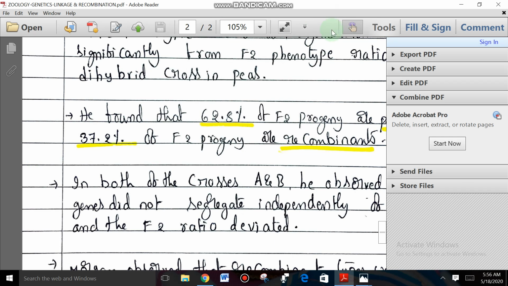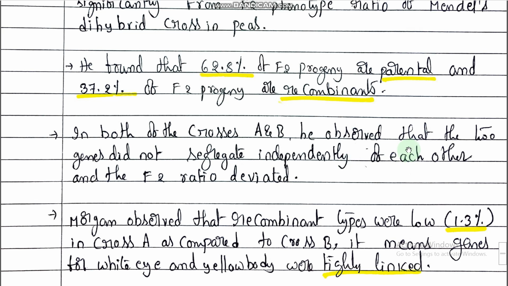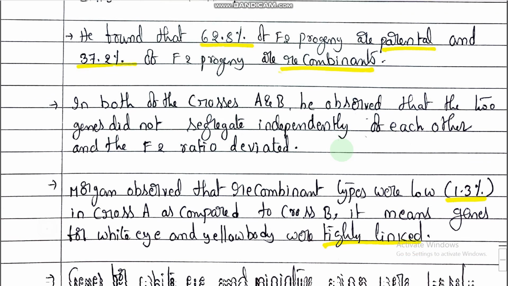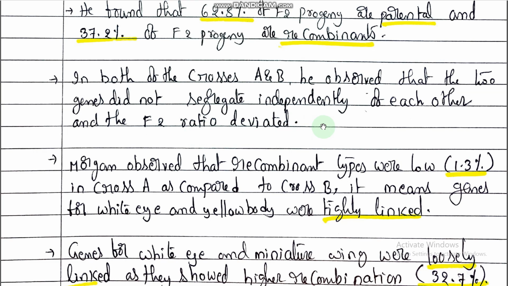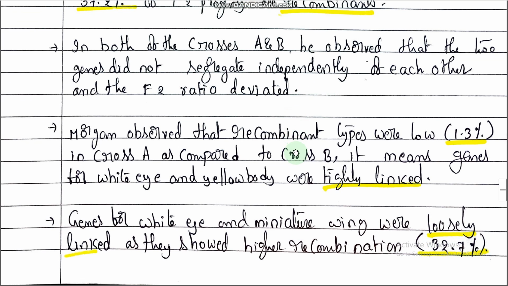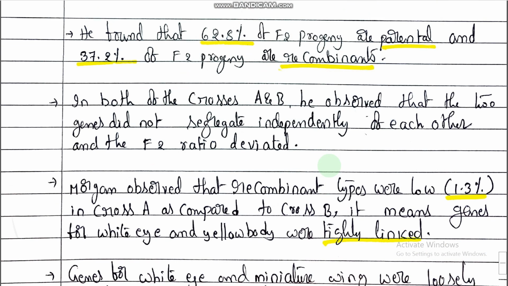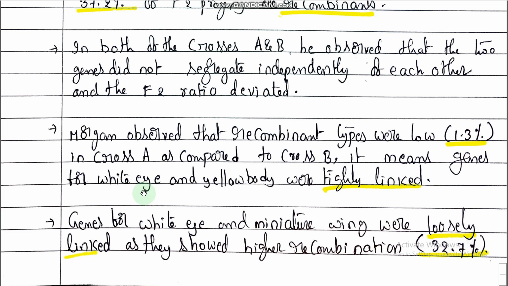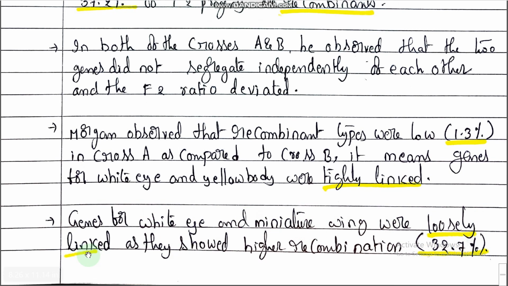So in both crosses A and B, he observed that the two genes did not segregate independently of each other and the F2 ratio deviated. If the genes segregated independently, he would get 9:3:3:1 as per Mendel, but he didn't. Morgan observed that recombinant types were low, 1.3%, in cross A as compared to cross B, where there were 37.2% recombinants. This means the genes for white eye and yellow body were tightly linked, while the genes for white eye and miniature wings were loosely linked, showing higher recombination. Up to this clear?